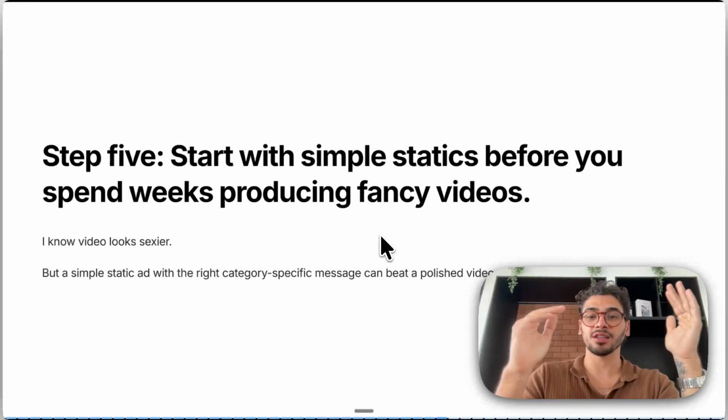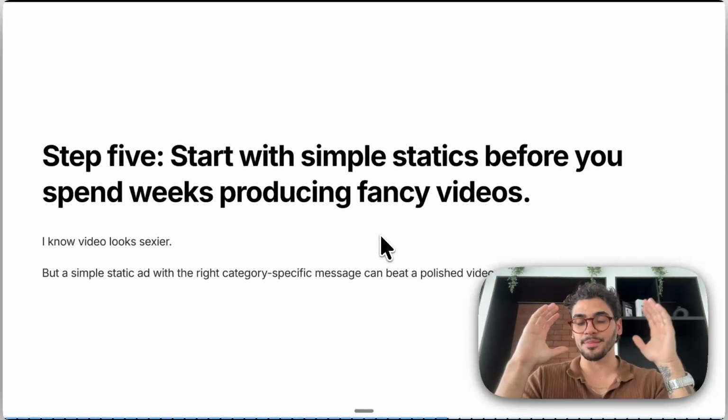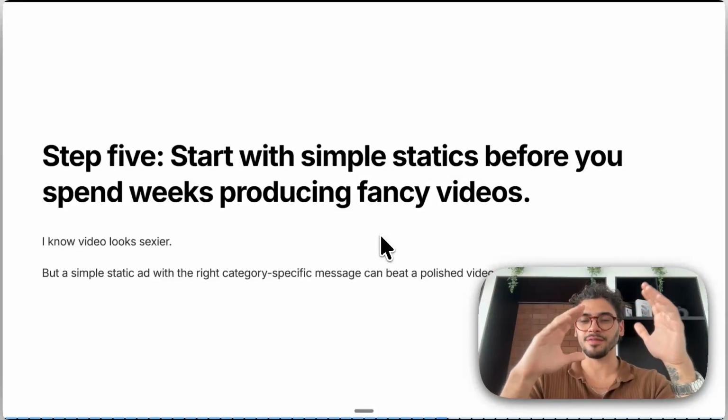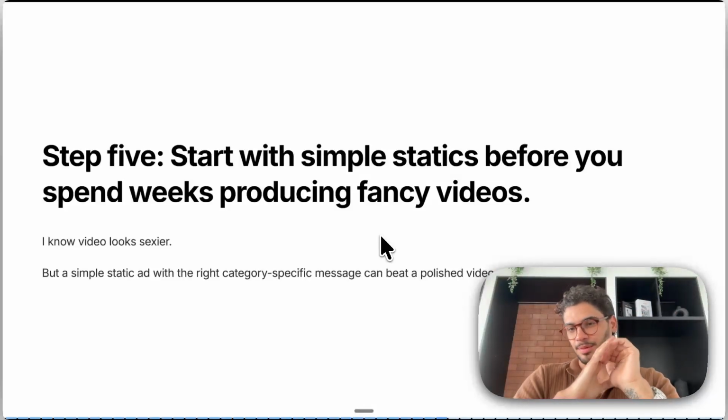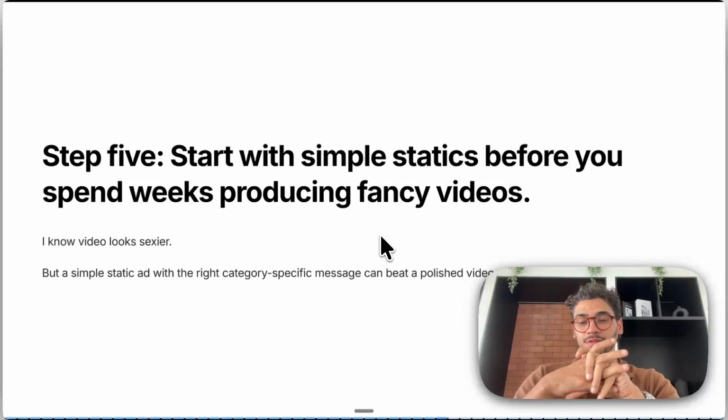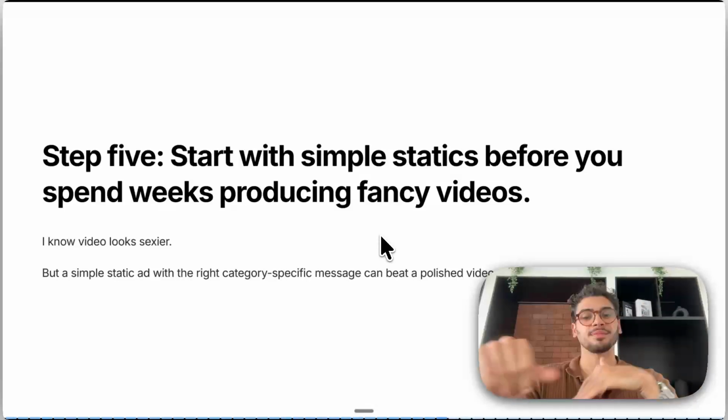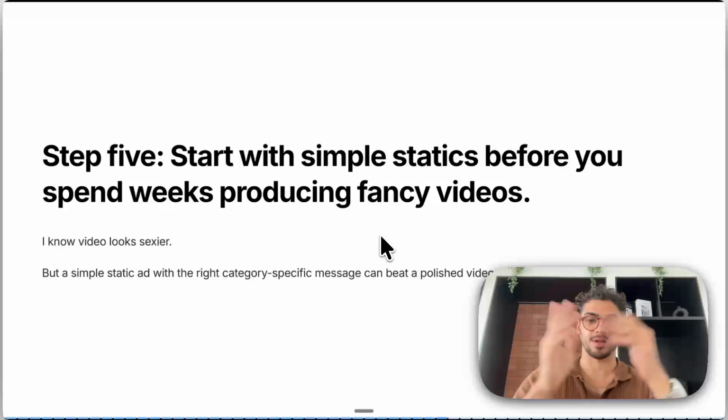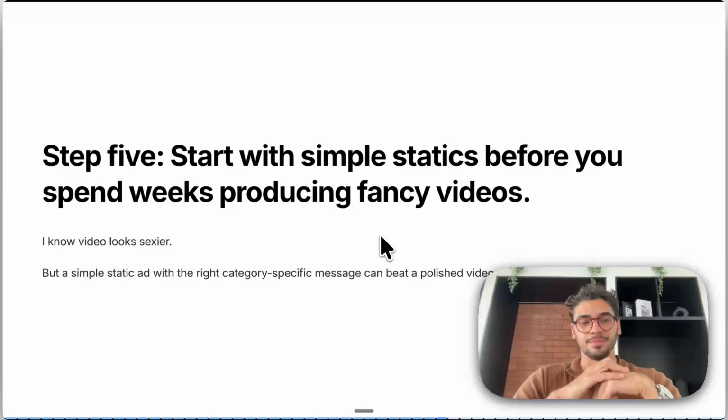Step 5, start with simple statics before you spend weeks producing fancy videos, right? That's a common mistake. You lose a lot of time doing videos because you think videos will work well. You make corporate videos, and when you put them on ads, you see that it doesn't perform. Yeah, maybe it didn't perform because you didn't know the right way to communicate with them. So it's not because the ad platform doesn't work, it's because you didn't have the data before.